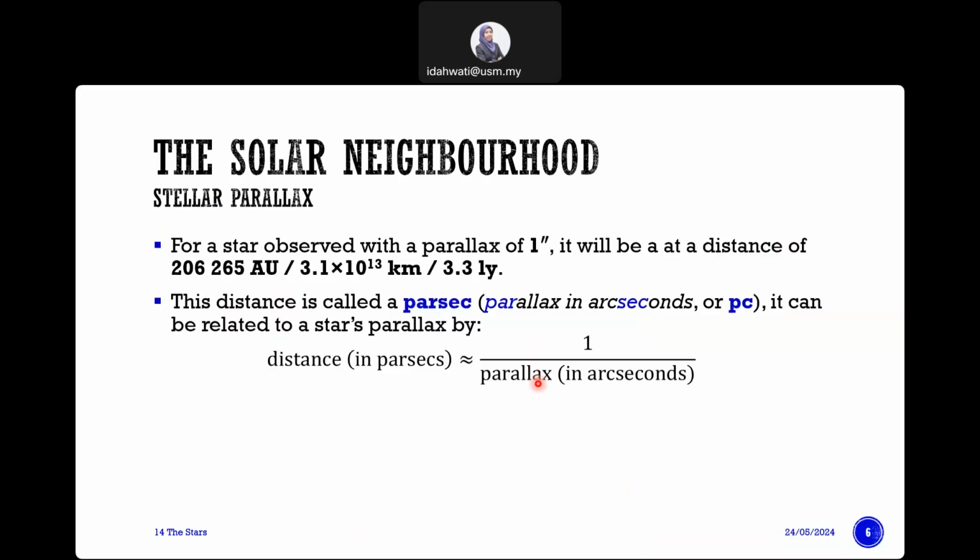These are the formulas that relate distance in parsecs to the parallax in arcseconds. The unit is pc, so it can be related to a star's parallax. So these are the formulas.